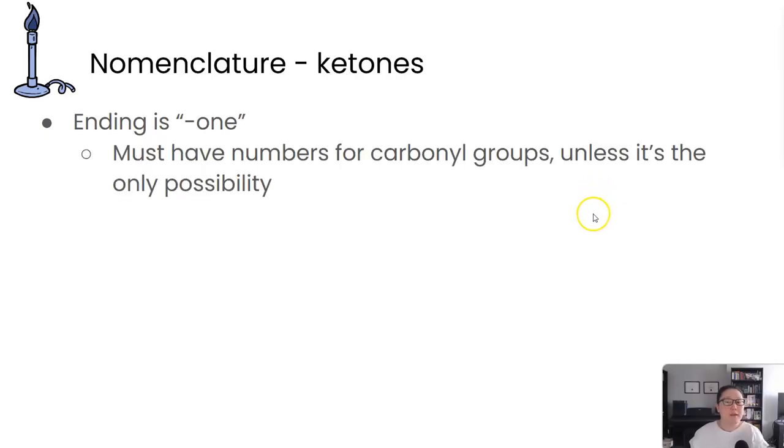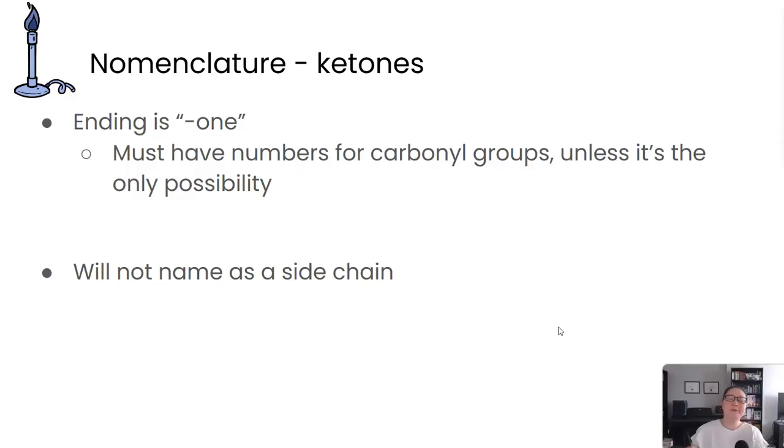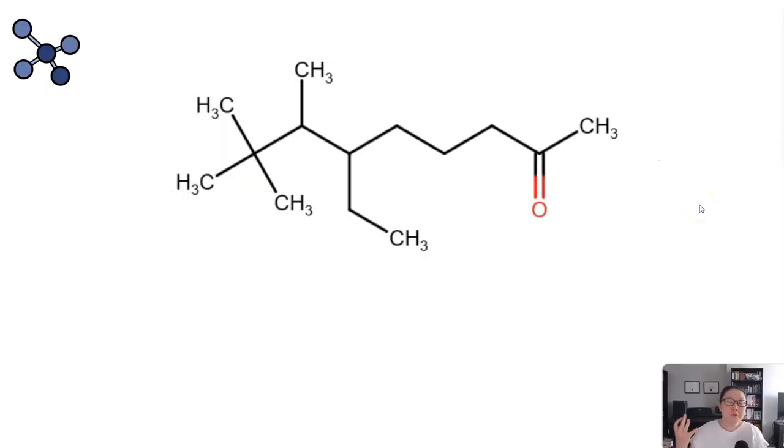However, unlike the aldehydes, your ketones must have the carbon number again, except if it's literally the only possibility. On that note, what do you think the smallest ketone is? Now, ketones won't be named as a side chain either. And here you go. Pause the video and try this one out.